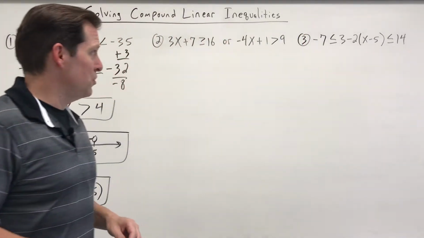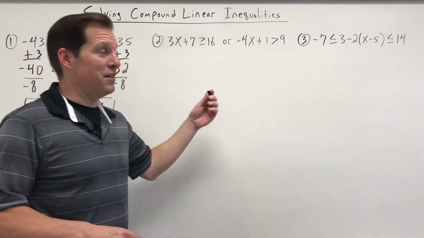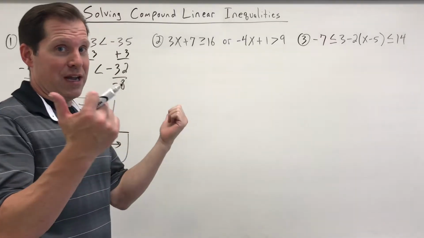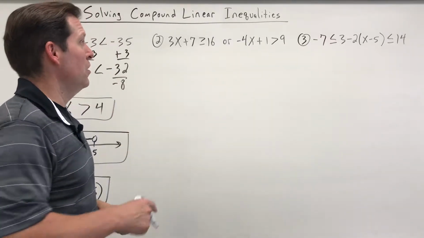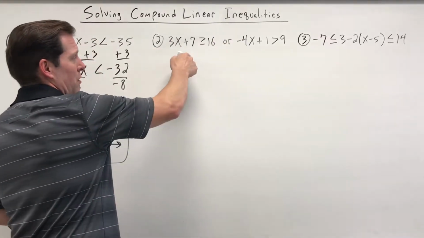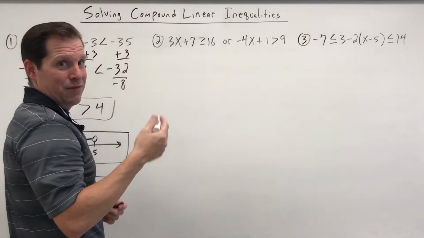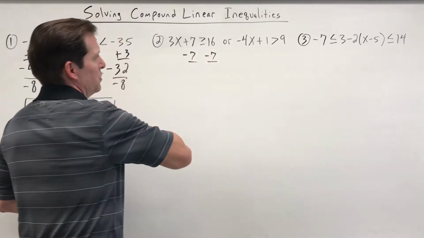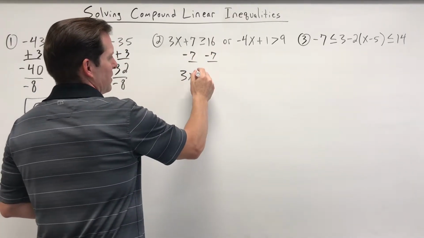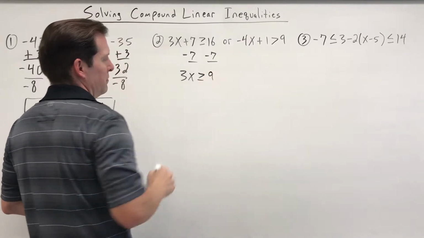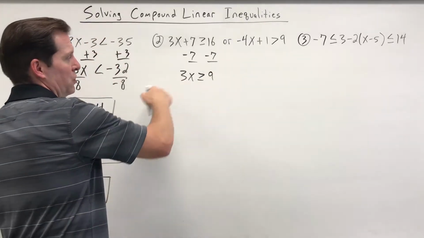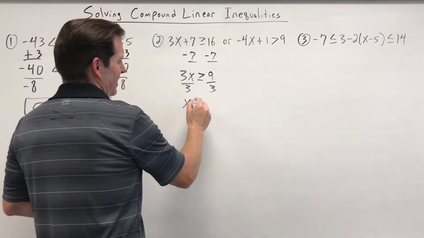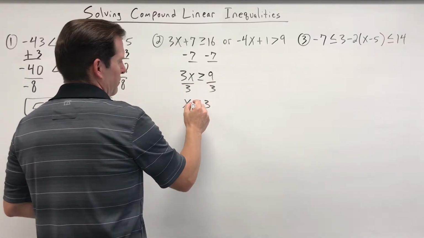All right, so let's look at number 2. You pretty much tell that this is an or statement because it has the word or in there. So when we're finished, our solutions should go in opposite directions. So let's see when we do that. I'm just going to solve each one separately. I'll just start with this one right here. If I want to get the x by itself, I got to subtract the 7. I do that, and that gives me 3x is greater than or equal to 9. And of course, this is a multiplication, so I'm going to divide by 3. So then x is greater than or equal to 3.